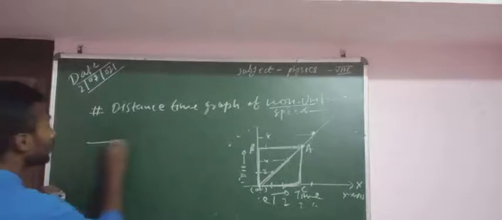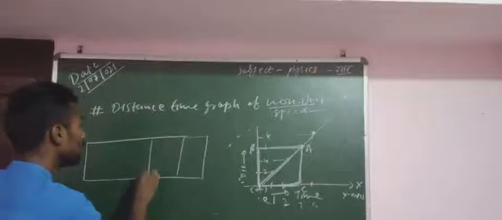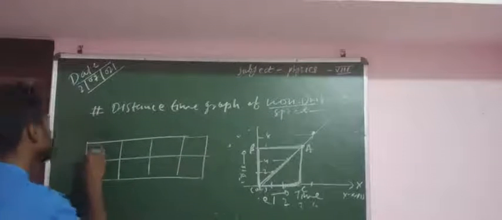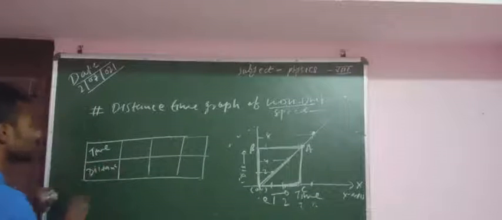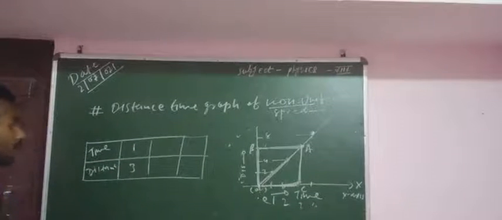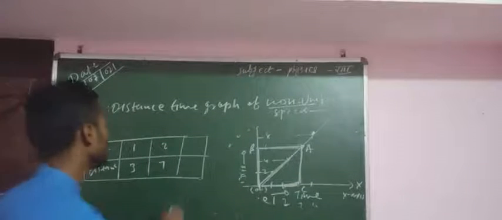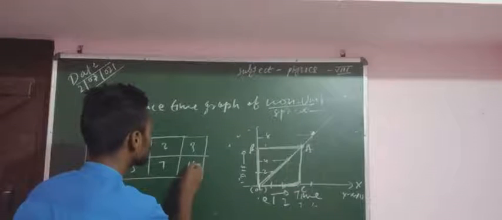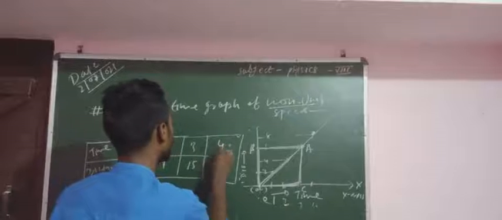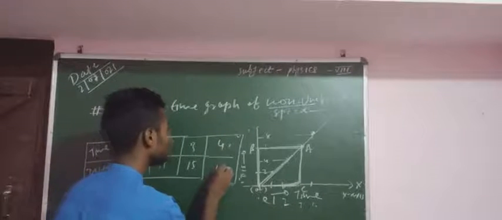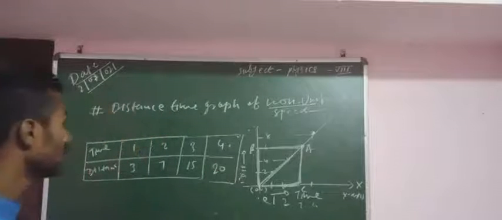So simply we can make a table like this. This means time and distance. Suppose at time 1, the distance covered by the body is 3. At time 2, the distance covered by the body is 7. At time 3, the distance covered is 15. And take another point: at time 4, the distance covered by the body is 20.